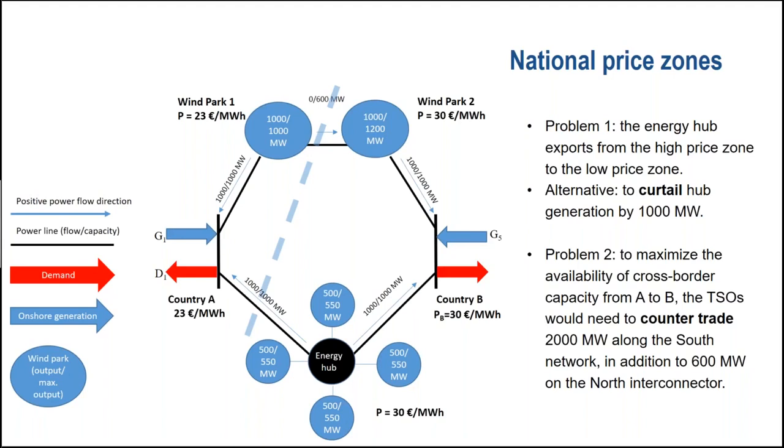To maximize cross-border capacity, we would have to curtail Wind Park 2 further to allow more cross-border flows. So this setup leads to problems of either very high counter trades and/or unnecessary curtailment. So it doesn't provide incentives for efficient use of the wind park.